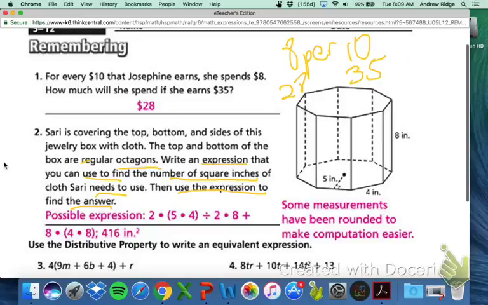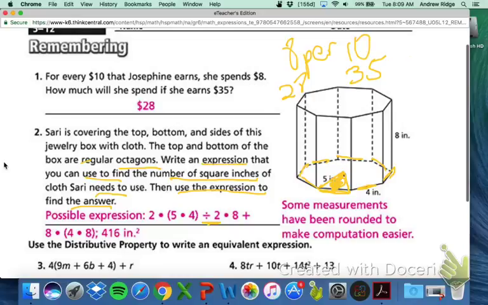They do 2 times 5 times 4 divided by 2, and then multiply that by 8. In here, we have this little triangle that is 4 along the base and 5 tall. 5 times 4 is 20. Divide that by 2, and that will give you the area for this whole triangle. There is one triangle for every side, so you multiply it by 8. And then you add to that 8 times 4 times 8.